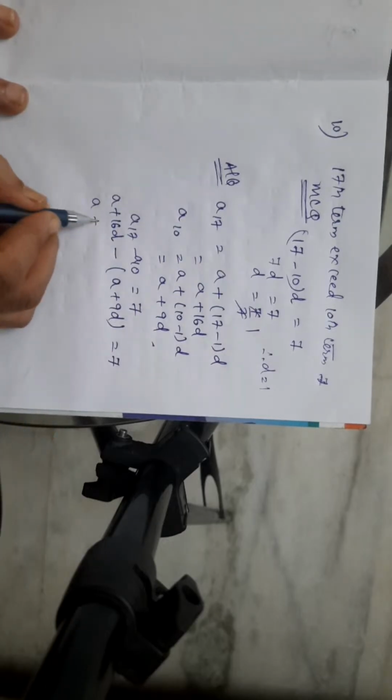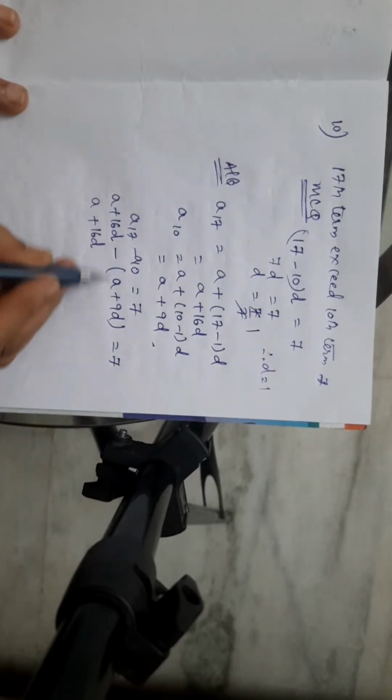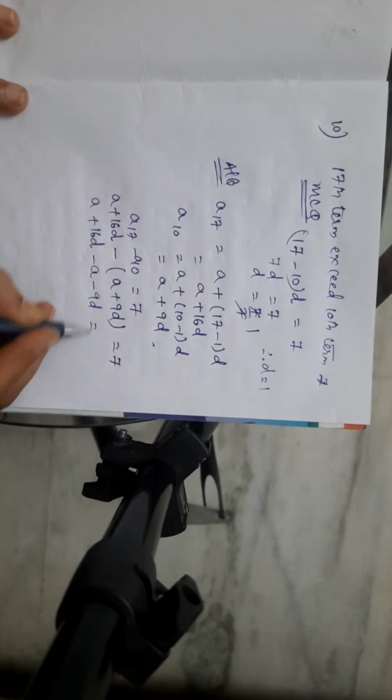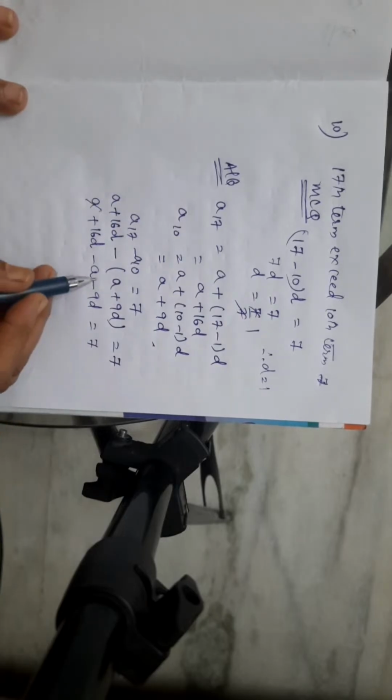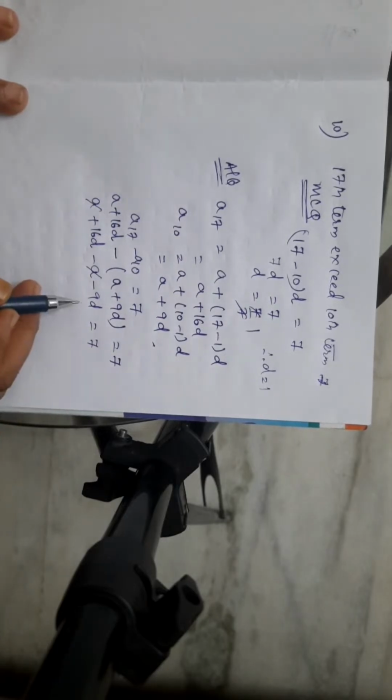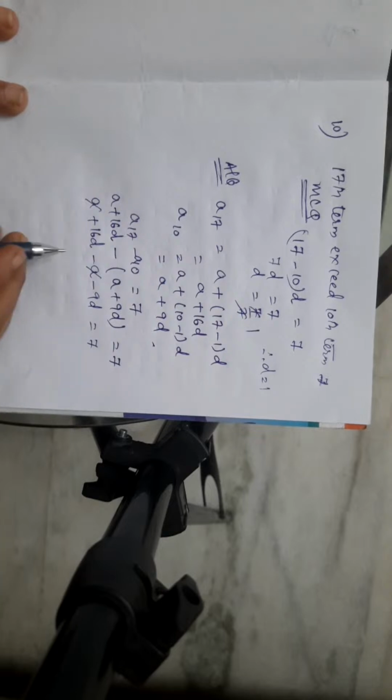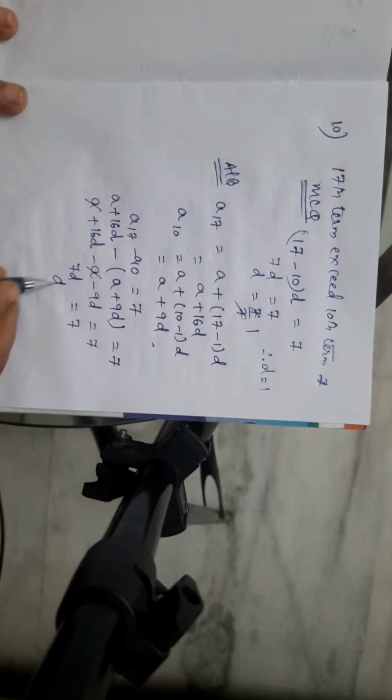Now open the bracket. A plus 16D minus A minus 9D is equal to 7. Now here A will get cancelled. 16 minus 9, it's 7. 7D is 7. Thus D is 7 upon 7, which is 1. So finally, the value of D is 1.